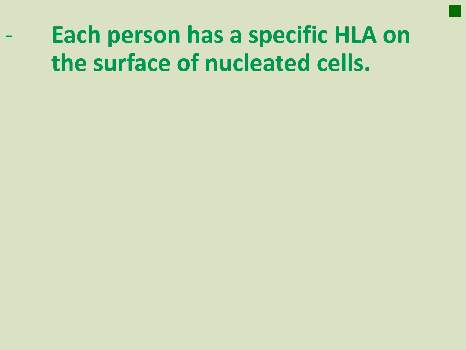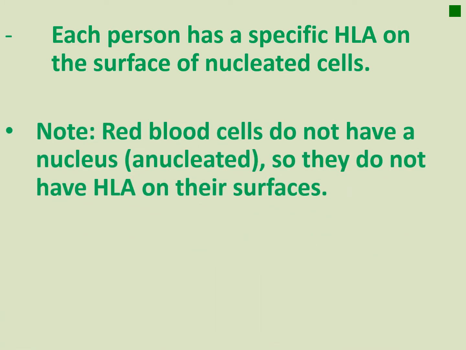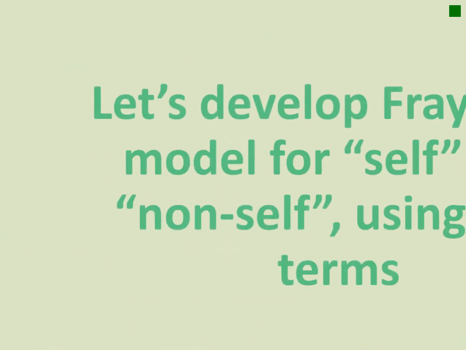Each person has specific HLA on the surface of nucleated cells. A note here that red blood cells don't have a nucleus, so they don't have HLA, and that's why we can donate blood to different organisms even though they don't have similar or identical HLA. Identical twins have identical HLA.